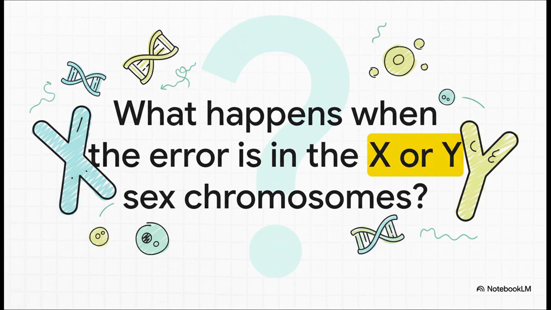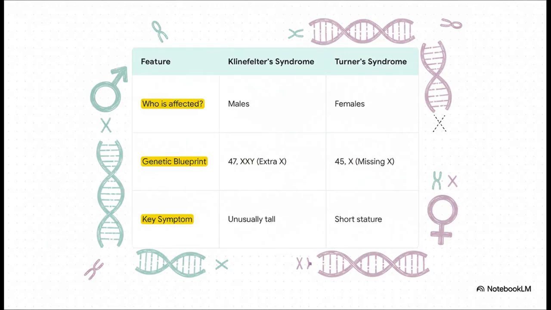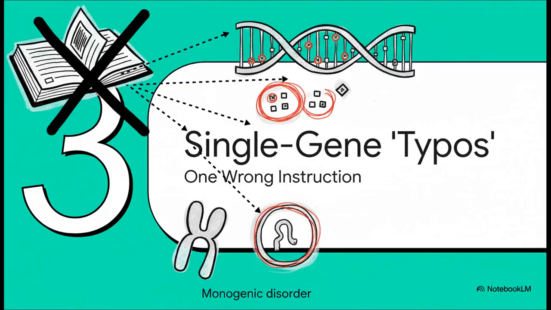Now, what if the mistake isn't in chromosome 21, but in the sex chromosomes? You know, the X and Y chromosomes. Well, this leads us to 2 other very critical syndromes you absolutely need to know. And this slide is just brilliant for a quick revision, so go on, take a screenshot. Klinefelter syndrome affects males. They have an extra X chromosome, which makes their genetic blueprint XXY. On the other hand, Turner syndrome affects females. They are missing an X chromosome, so their blueprint is just X, or sometimes written as XO. A simple way to remember: Klinefelter's has something extra, Turner's has something missing.